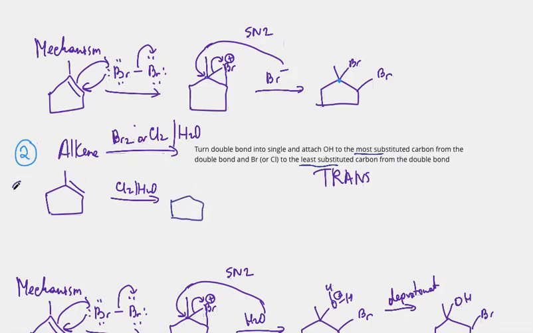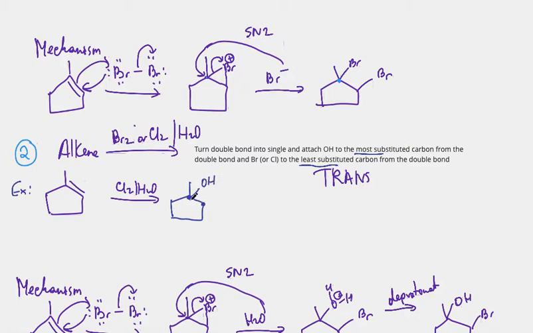So let's say that this is an example. I turn my double bond into a single bond. That's done. Then I'm going to attach OH to the most substituted carbon from the double bond. My double bond used to be here. These are the two carbons that had it. The more substituted carbon is here because it's attached to 3 carbons, so this is a tertiary carbon. And so I'm going to attach OH here.